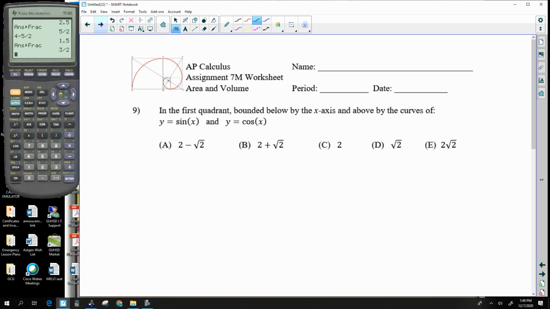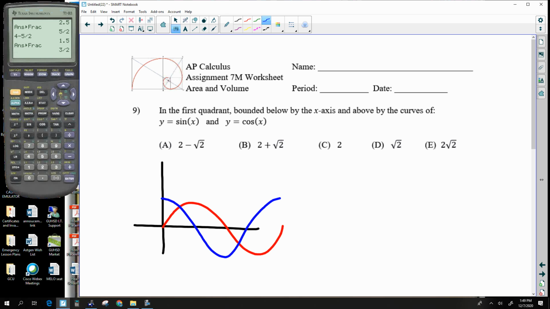In the first quadrant, bounded below by the x-axis and above by the curves of sine and cosine. Okay, so again, sine looks something like this. Cosine looks something like this. So it is bounded below by the x-axis. That is the bounded below and above. So we're technically talking about these curves, right? That curve right here. So this first intersection is going to occur at pi over 4. And the second, where this area ends, is at pi over 2.